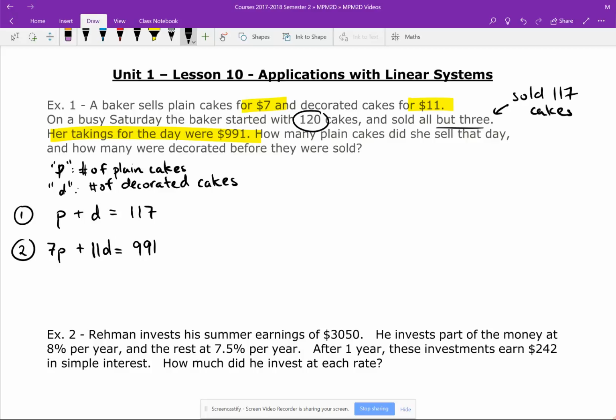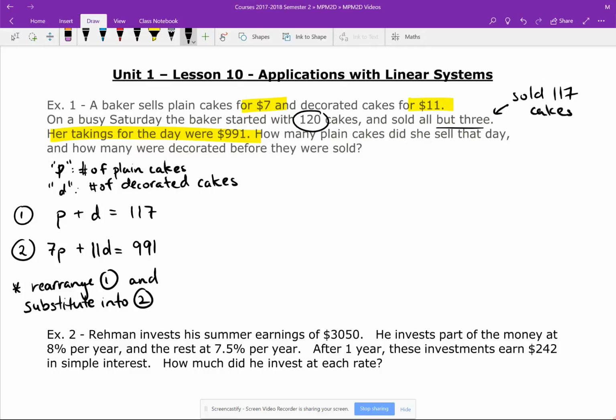So what I'm going to do is rearrange. So let's solve this system. It's a linear system. So instead of X and Y, you're doing P and D, so that's fine too. What I'm going to do is use substitution: rearrange equation 1 and substitute into equation 2.